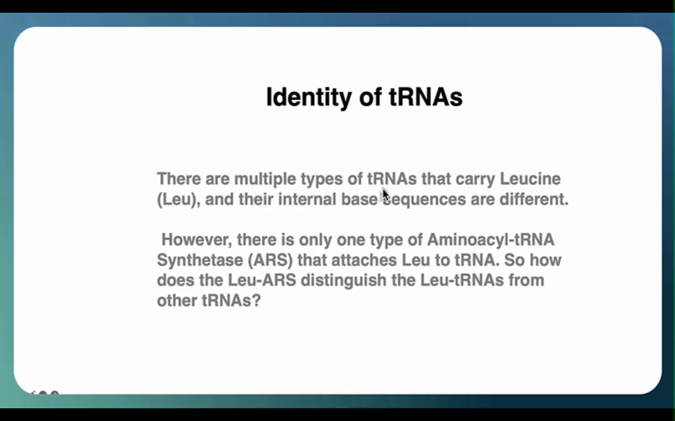There are multiple types of transfer RNAs that carry leucine, and their internal base sequences are different. However, there is only one type of aminoacyl transfer RNA synthetase that attaches leucine to transfer RNA. So, how does the leucine ARS distinguish the leucine transfer RNAs from other transfer RNAs? I will explain the identity of transfer RNAs.